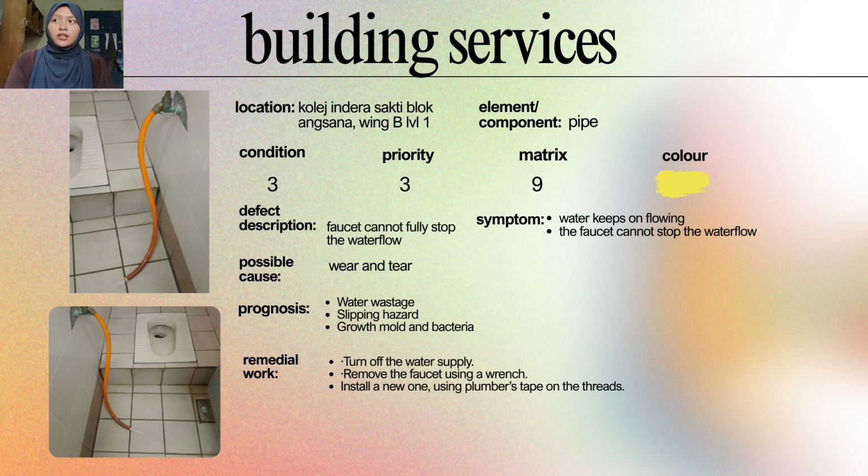Defect description. Faucet cannot fully stop the water flow. The symptom is water keeps on flowing. Possible cause is wear and tear. Prognosis is wastage hazard, slipping hazard, and also growth of mold and bacteria. Remedial work. Turn off the water supply first and then remove the faucet using a wrench. Install a new one using plumber's tape on the thread.